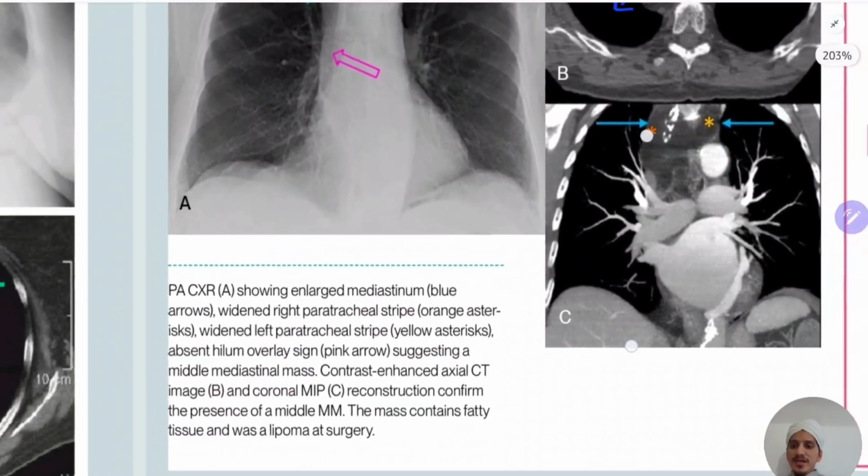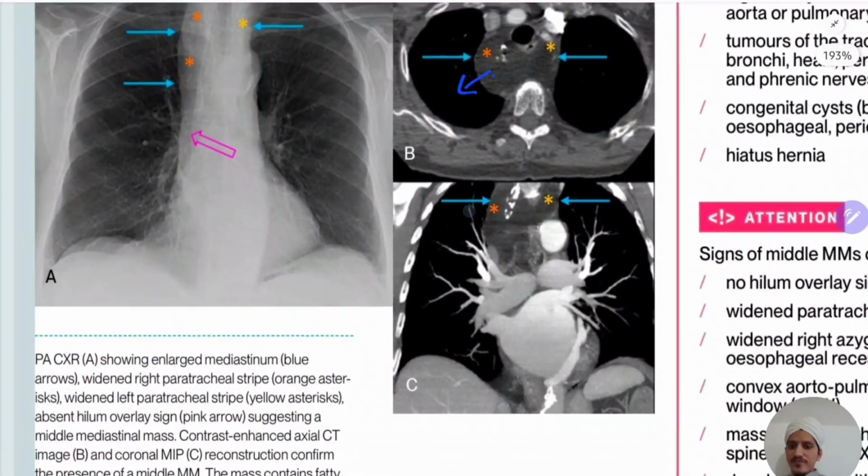So let's read. PA chest X-ray showing a large mediastinum, blue arrows. A wide right paratracheal stripe, yes it is widened. Left also widened. Widened left paratracheal stripe, absent hilum overlay sign suggesting a middle mediastinal mass. The absent hilum overlay sign means the hilar vessels are obscured by the mass, because when the mass is present in the middle mediastinum, the hilar vessels should be obscured by the mass.